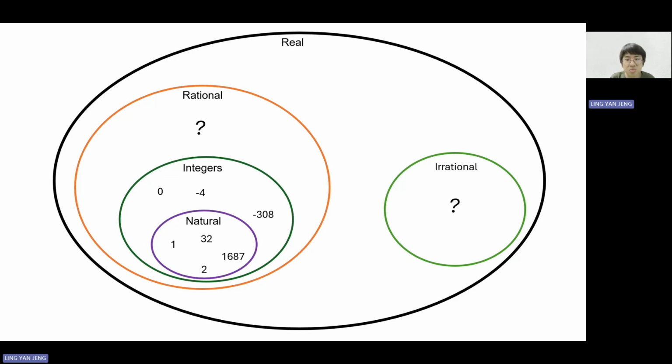Outside of integers, we have rational numbers. But what are rational numbers and what are irrational numbers? Well, I'll get back to that later. We all know that rational numbers and irrational numbers together are called real numbers. But real numbers do not represent all numbers.